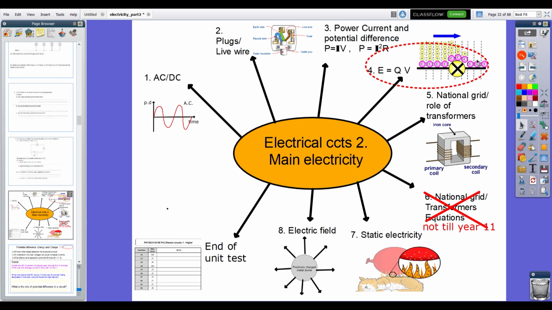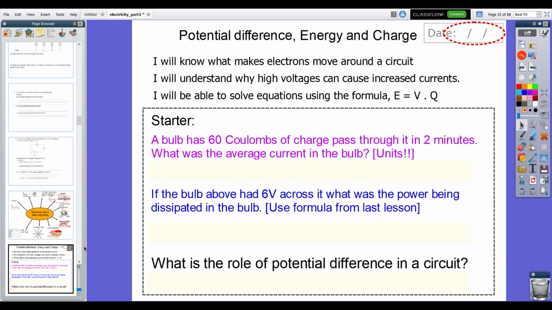And it's another calculation based lesson. So it's a formula that enables us to work out how much electrical energy is being transferred when we move charge. I will know and understand what makes electrons move around a circuit. I will understand why high voltages can cause increased currents, and I will be able to solve equations using the formula E equals VQ. Energy equals potential difference times charge.